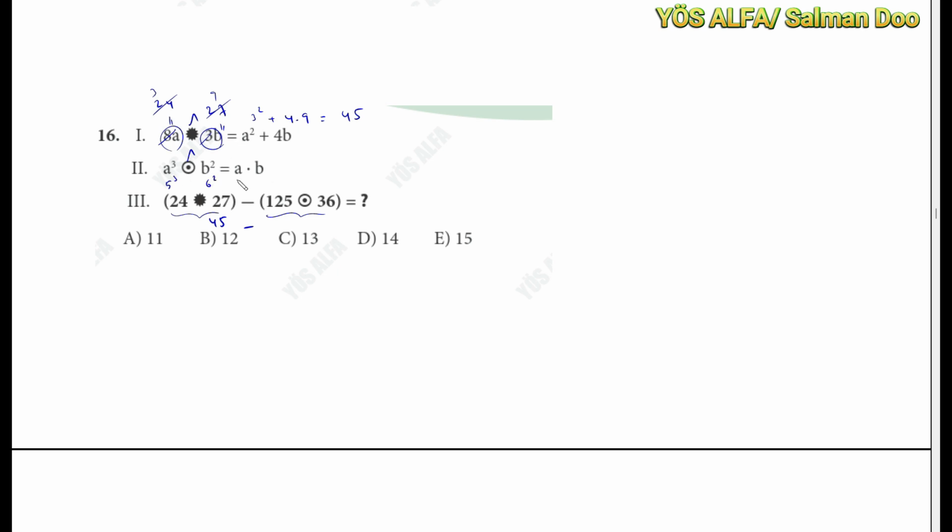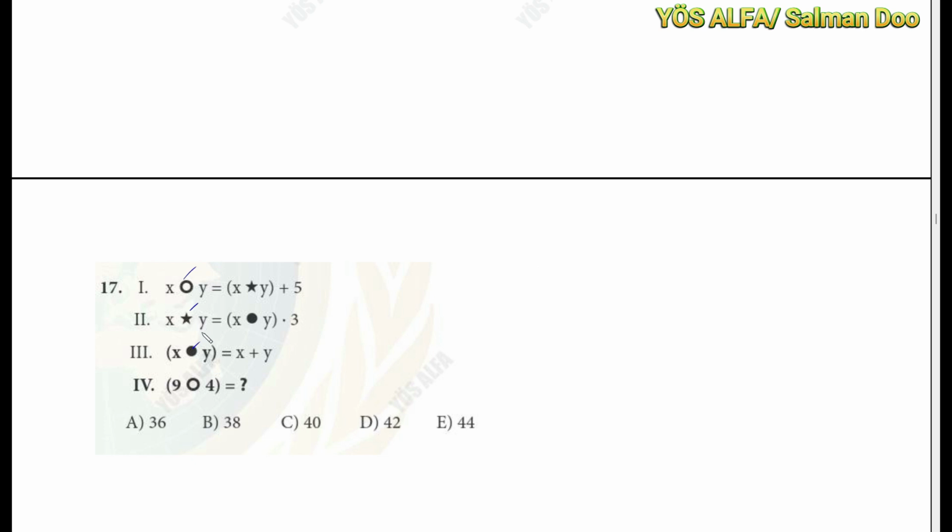So our a and b are 5 and 6. So 5 times 6 is 30. This one is 30. 45 minus 30 is 15. These operations are given and we're asked to find 9 circle 4.